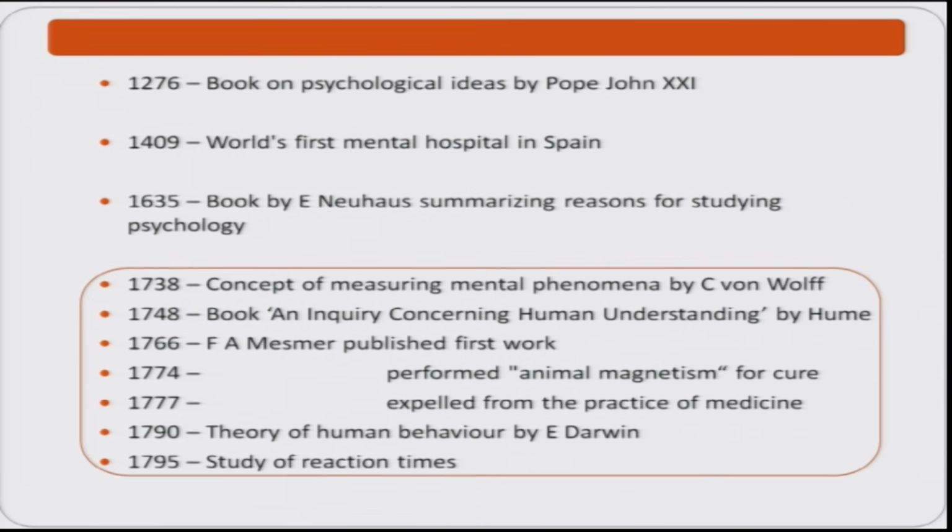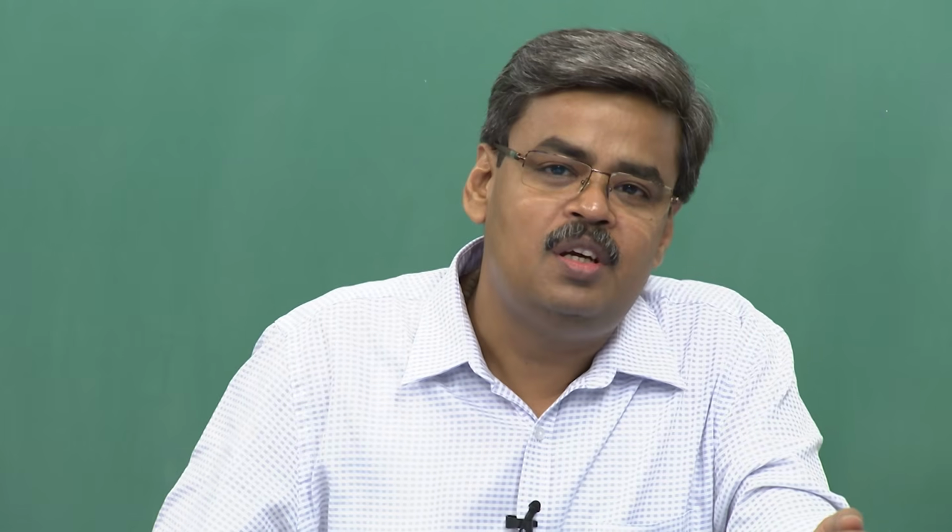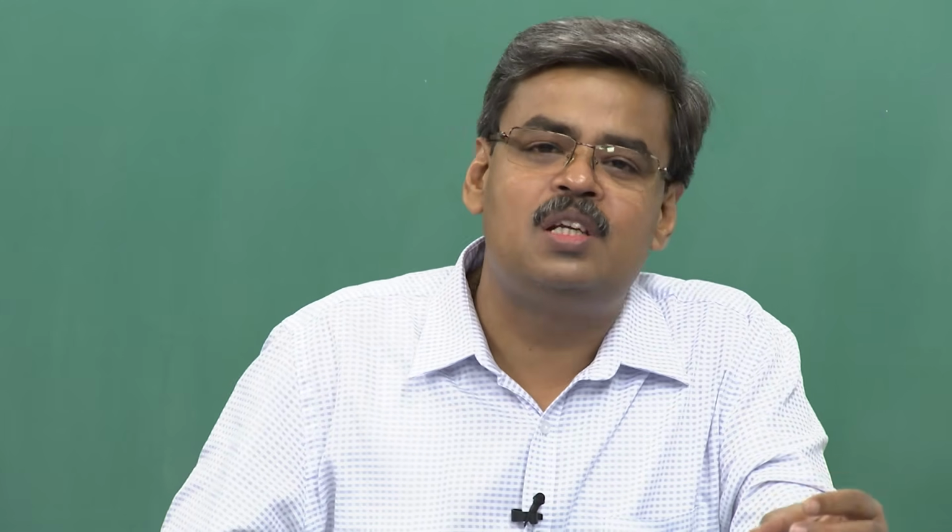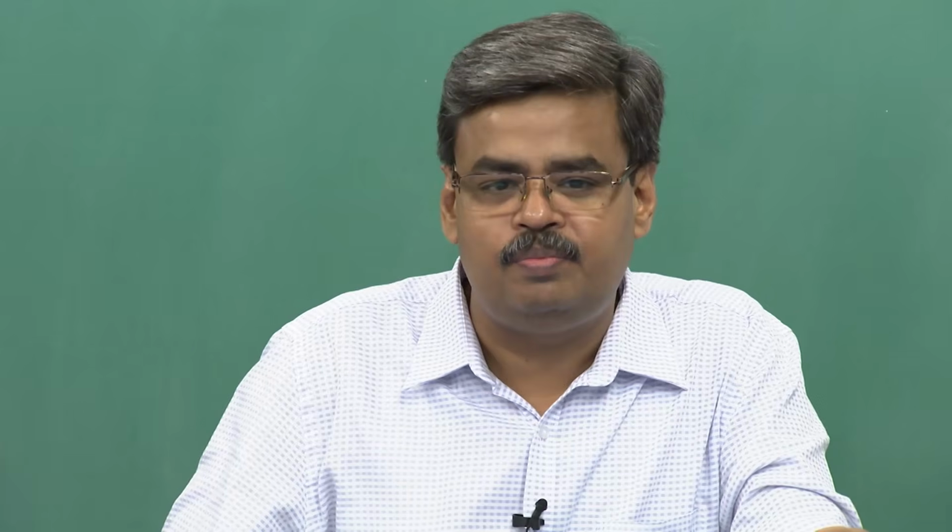In 1774, just a couple of years later, he performed his animal magnetism study for cure, and as a consequence 1777 was the year when he was expelled from the practice of medicine. The theory of human behavior by Darwin came in 1790, and 1795, remember how old this is, was when the study of reaction times started. Even if you look at contemporary development, you would realize that reaction time is still taken as one of the dominant measures.